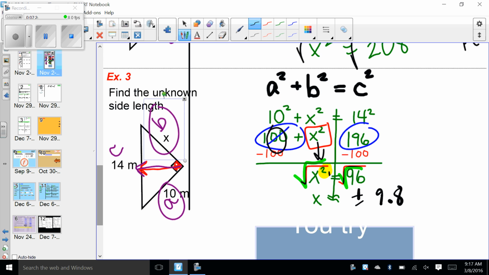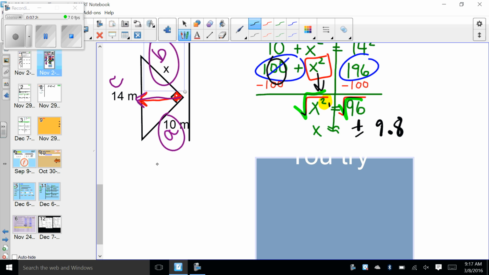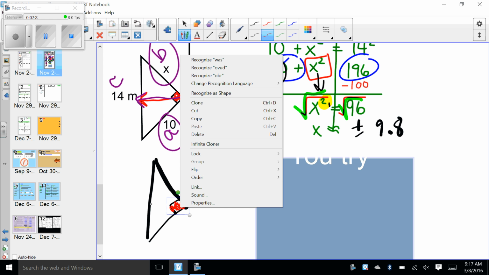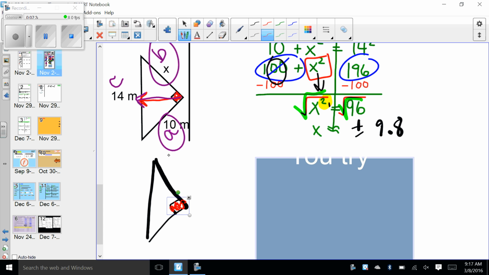So if we go back and take this triangle that was given to us, it looks like this. It's a right triangle. You have to have a right triangle in order for this to work, called the Pythagorean theorem. We know that this here was our hypotenuse, and it was 14. It was given to us, 14 meters.